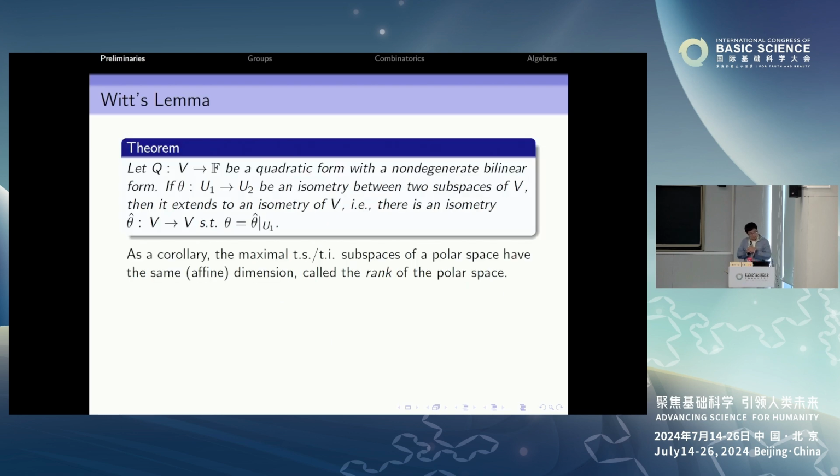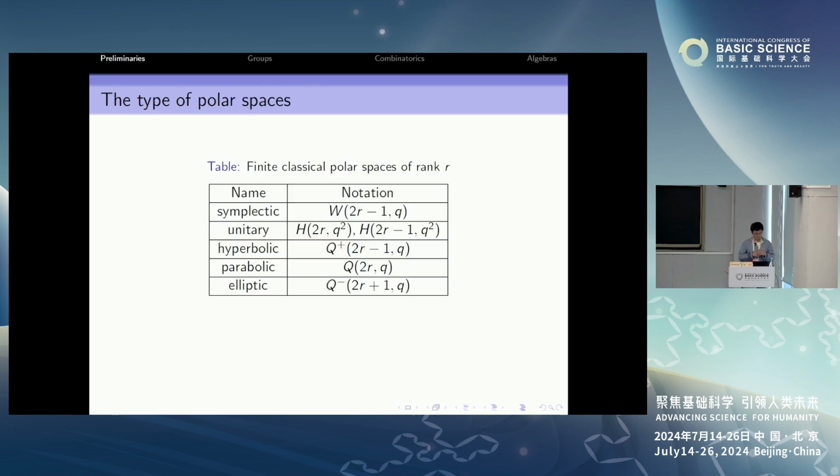One of the most useful facts is the so-called Witt's lemma. It says an isometry between subspaces extends to an isometry of the whole space. So it's very, very useful. As a corollary, all the maximal totally isotropic subspaces of a polar space have the same dimension, called the rank of the polar space. So the rank is also the number of types in the geometry.